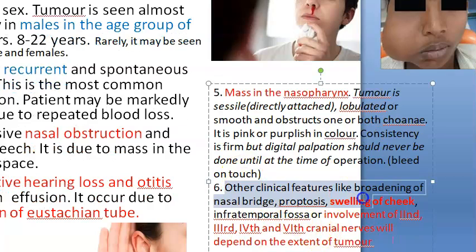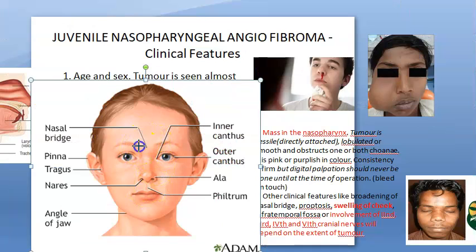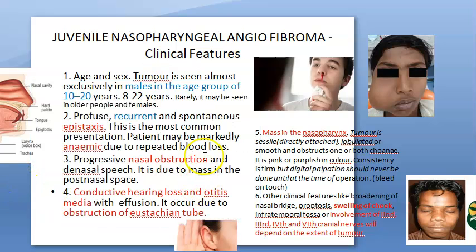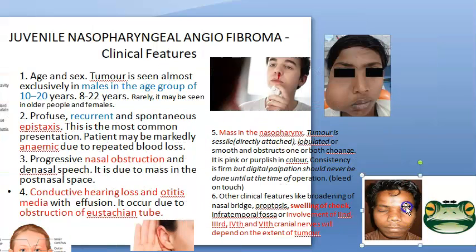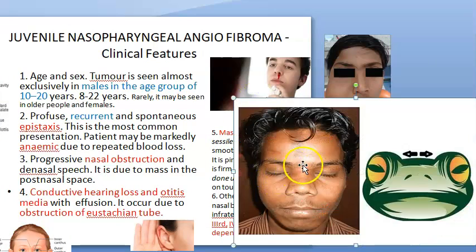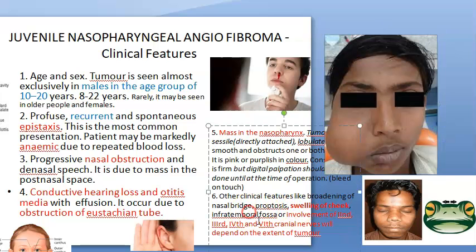Other clinical features. Nasal bridge, broadening of nasal bridge. I think we have a photo here for that. Here they are showing the nasal bridge, isn't it? So this one they are saying will be broadened. Let's see how it will look. Look at it here. Nasal bridge is broad. See, they have shown it here. Frog shape, frog face deformity. Swelling of cheek. Here you can see swelling of cheek.